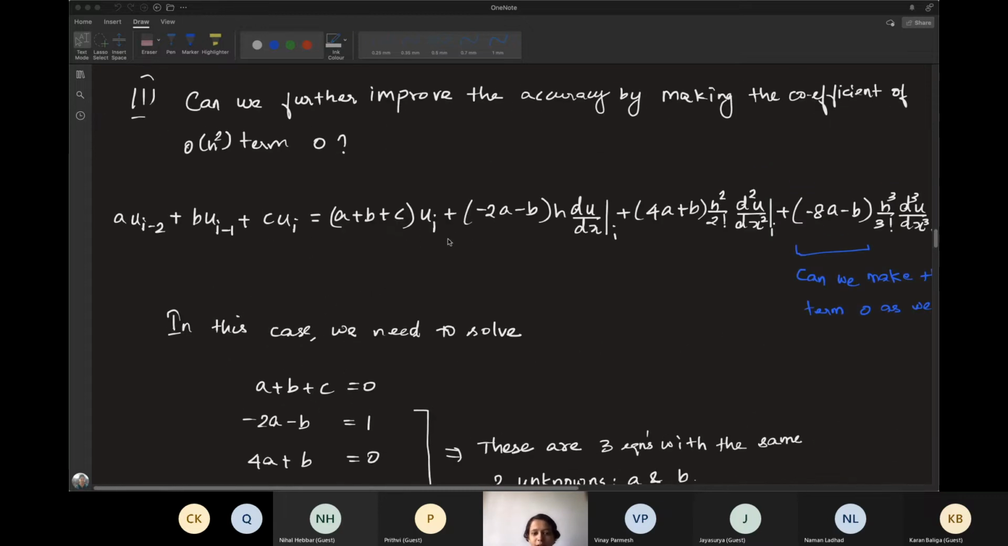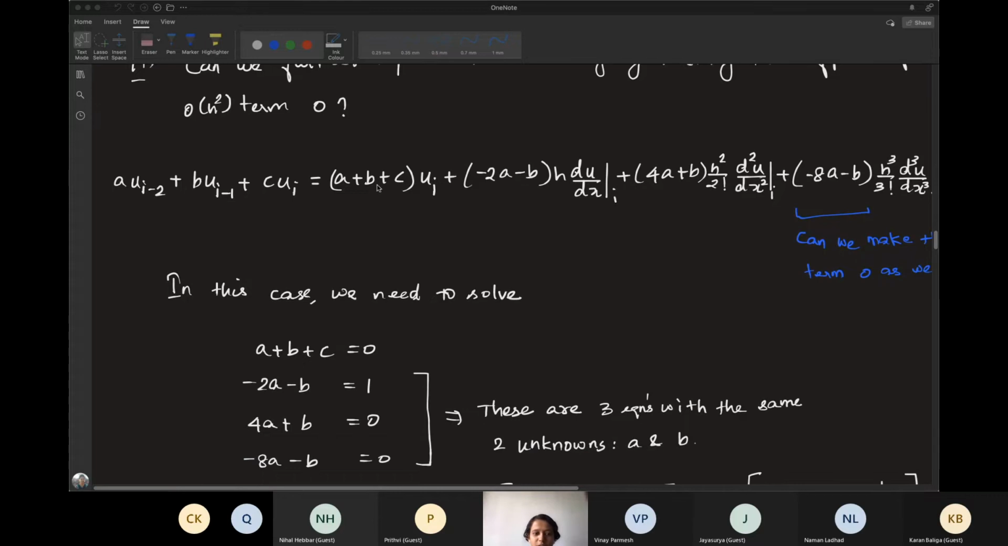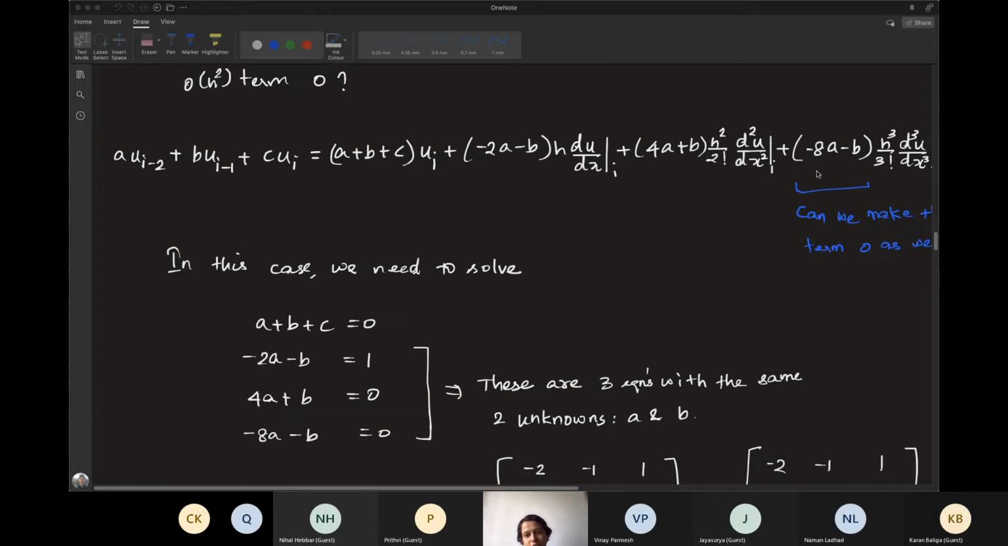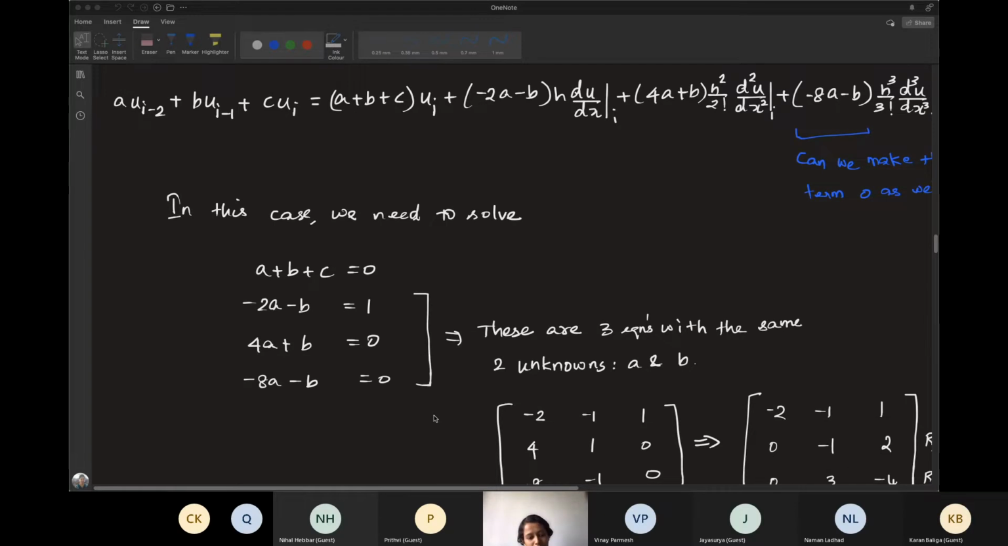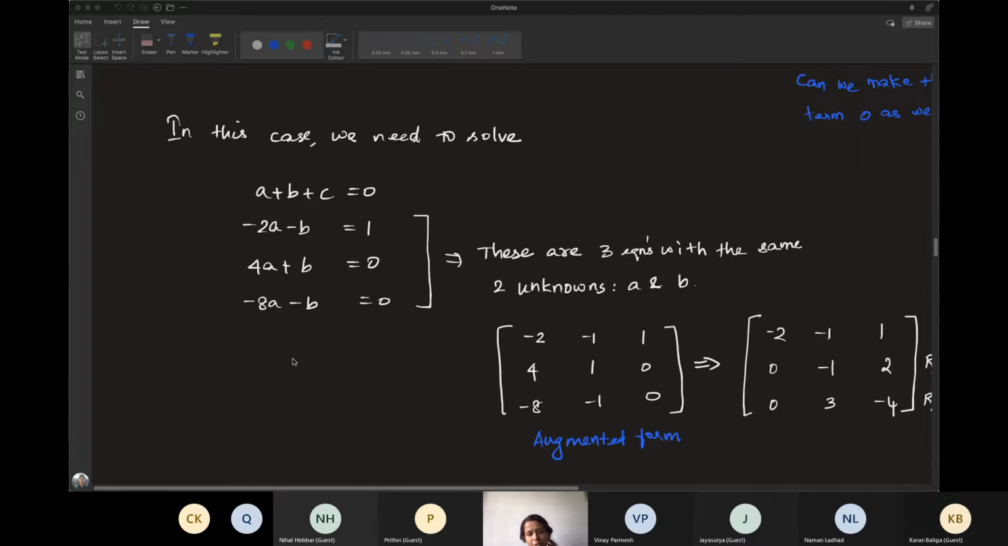Now I'm trying to make each of these terms, so the first term has to be 0. That is, from this we are getting this expression, and from here we are getting minus 2a minus b equals 1. And from here it's this equation, and I'm just trying to see if it can be possible, so I'm taking this also as equal to 0. So now we have three equations with two unknowns. I'm not looking at the first equation because that is quite different from the other three. So let's just look at the last three equations. Here we have three equations and two unknowns.